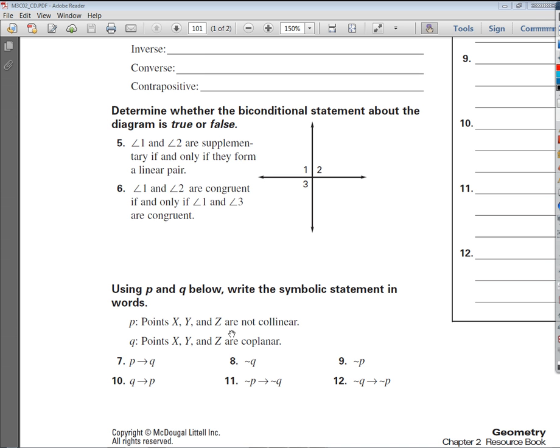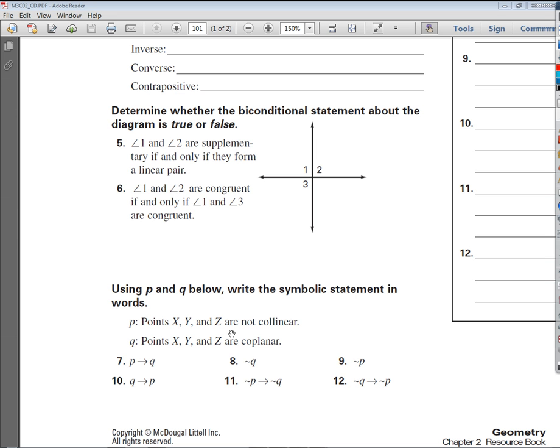We have to look at it both ways. You give me a true or false for each of the two conditional statements we could get that create the biconditional statement. Okay, there's the conditional statement: if angles 1 and 2 are supplementary, then they form a linear pair. True, right? Makes sense, doesn't it? If they're supplementary, based on this picture here, then they form a linear pair. Because it says biconditional statement about the diagram, that might have been a source of confusion, right? You got to make sure you're strictly reading the questions.